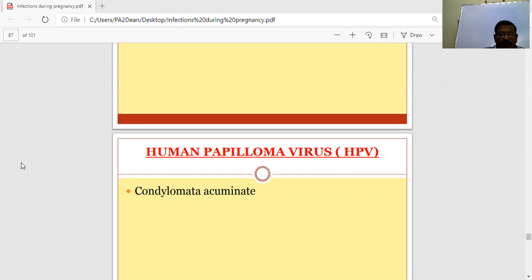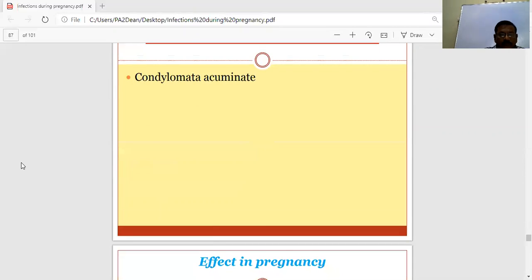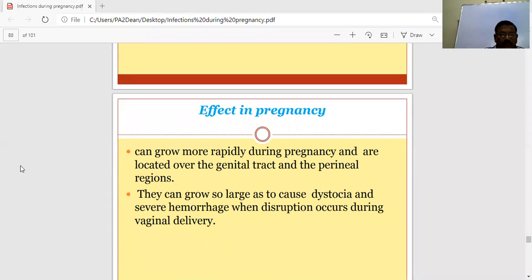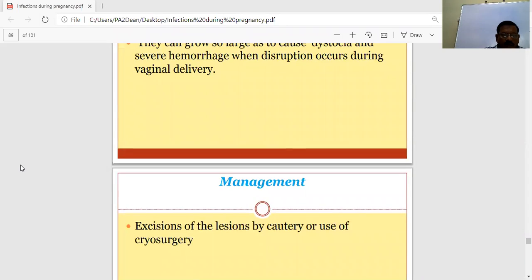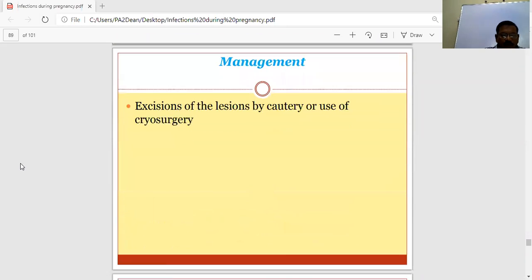Human papillomavirus, Condylomata acuminata. In pregnancy the lesions can grow more rapidly and are located over the genital tract and perineal region. They can grow so large as to cause dystocia and severe hemorrhage when disruption occurs during vaginal delivery. Management is excision of the lesion by cautery or use of cryosurgery.